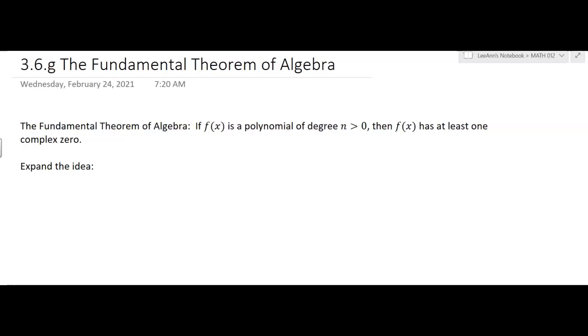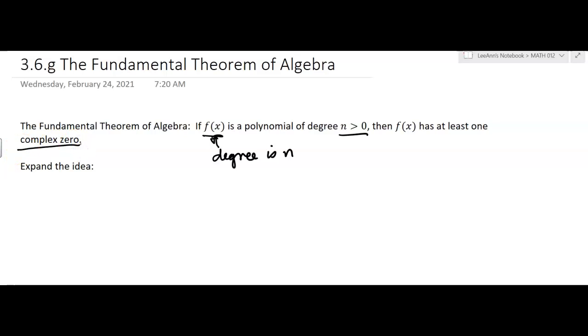So this is the fundamental theorem of algebra, and I always think that we should use it more than we talk about it, but we use it, we just don't always say, hey, let's use the fundamental theorem of algebra. All right, and it says this: if you have a function and its degree is n, so that's important, and n is greater than 0, so it's not the constant function, okay? Then f of x has at least one complex 0.